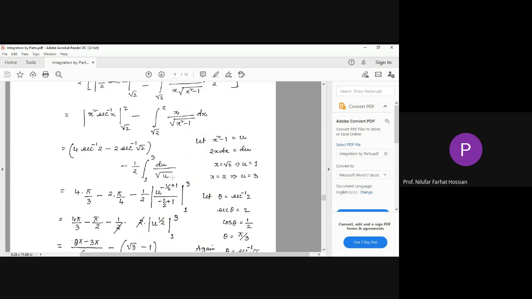1 by root 2, 1 by root over u means if you take it to the upper side, it will be u to the power minus half. So use the integration formula. It will be u to the power minus half plus 1 divided by minus half plus 1. And here, find the values of sec inverse 2 and sec inverse root 2.